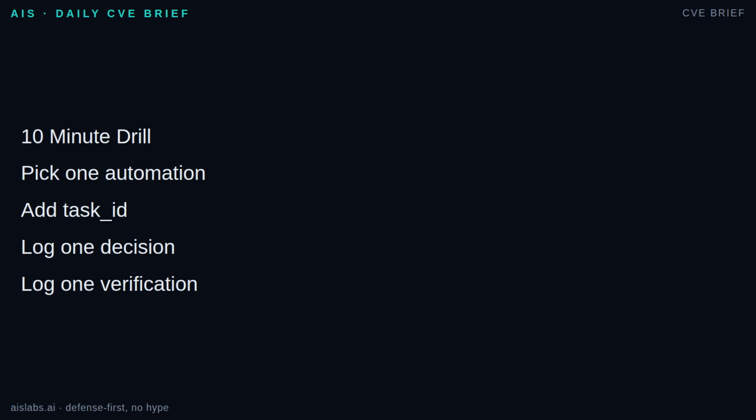Then, run 3 tasks and open the logs without looking at the code. Can you explain what happened? Can someone else? If not, tighten the event names. The exercise is not observability theater. It is making the loop accountable.